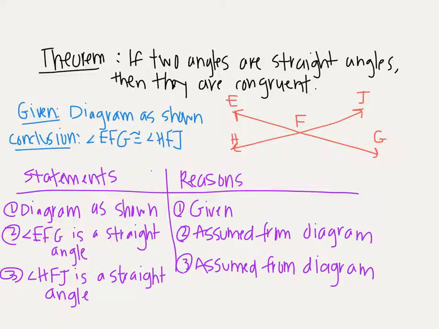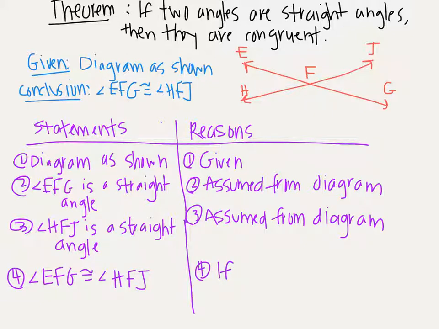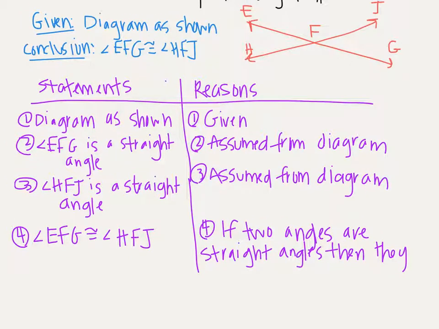Okay, we're almost there. The last thing that we're going to do is to use those statements to come to our conclusion. So statement number 4 is that angle EFG is congruent to angle HFJ. And the reason we can do that is because we have this theorem that says if two angles are straight angles, then they are congruent. So unlike the first example that we just did, where we proved the theorem correct, in this example, we had the theorem and we used it to solve a totally different problem.